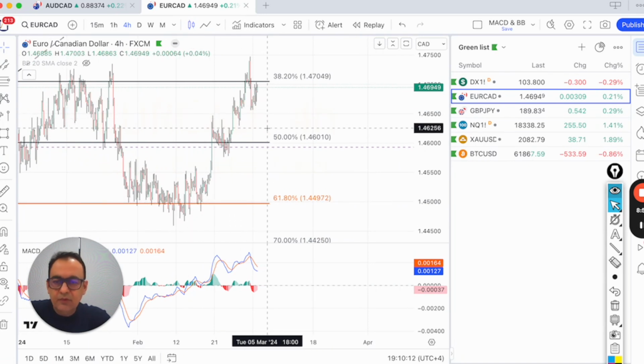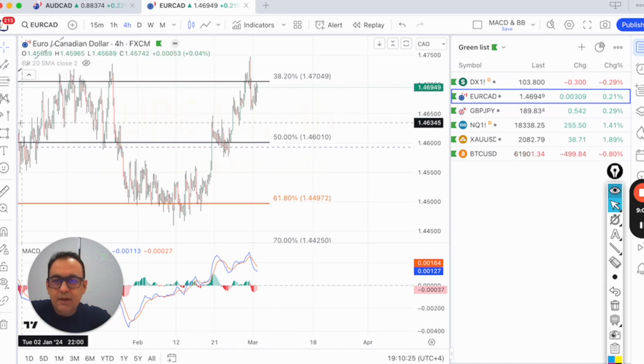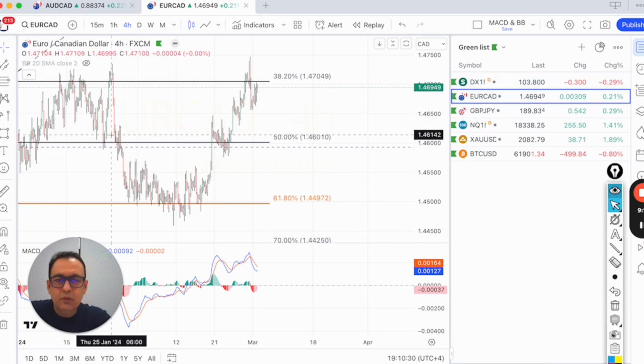If you get an opportunity during the week to buy on the dips, please grab it, and you should keep your stop loss below 1.4497. That is the Fibonacci number, the 61.8 level, and you can target 1.5. So the current price is 1.4694.